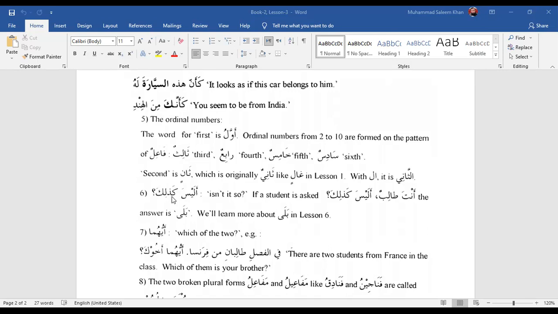So ka means like. Kadhalika, we know that it means that. So alaysa kadhalika, isn't it like that? Yani, isn't it so? So it will be translated as, isn't it so? Isn't it like that? Alaysa kadhalika. And we know that this is an interrogative sentence which is being used to ask a question.